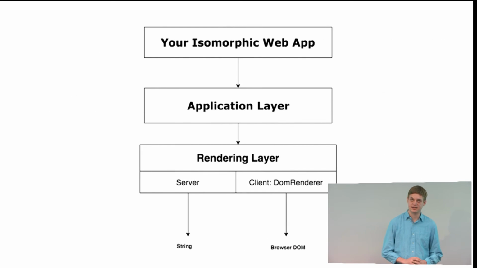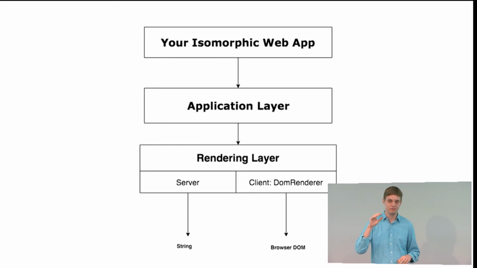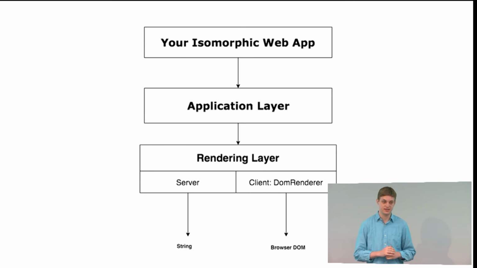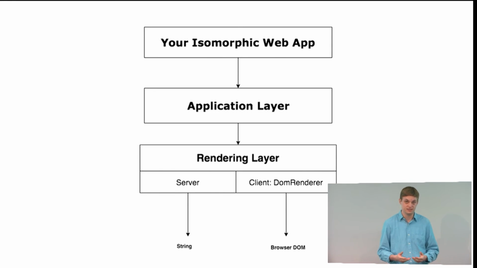So basically, this is how it would work on a more lower level. So you have your isomorphic web app. Then you have your application layer, which is your Angular code or your React code. And then under that, you have a rendering layer, which people who write React are already familiar with. You have something called the virtual DOM. You don't really touch the actual DOM. You're manipulating a data structure that represents the DOM. And then React will update the DOM whenever it needs to.